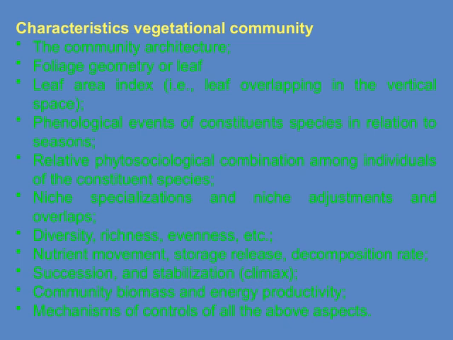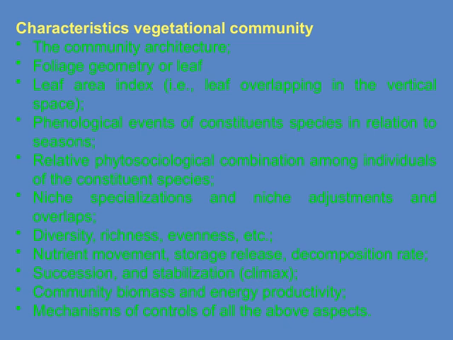Phenological events are also vital. They describe the timing of seasonal activities like flowering, leafing, or fruiting, which can vary among species and affect the community's dynamics throughout the year. Understanding the relative phytosociological combination helps us see how different species coexist, compete, or complement each other within the same community. Niche specialization, adjustments, and overlaps are key to understanding how species partition resources. Some species evolve unique niches to minimize competition, while others might share overlaps, leading to complex interactions.